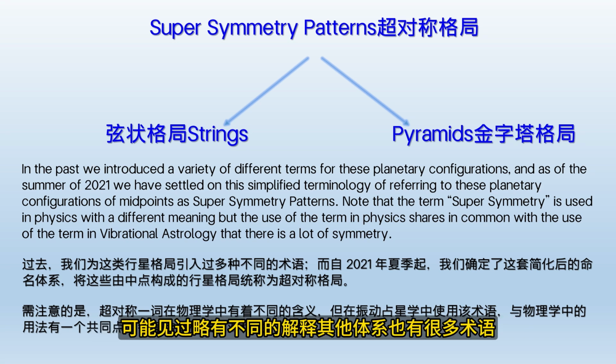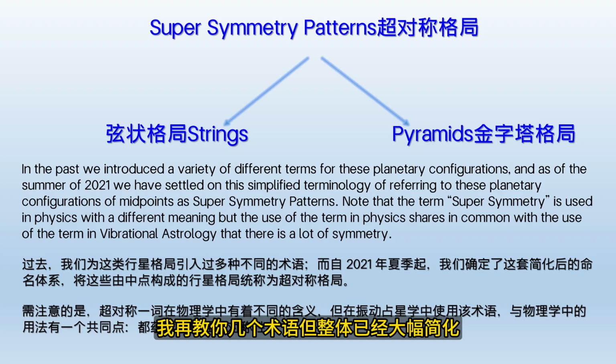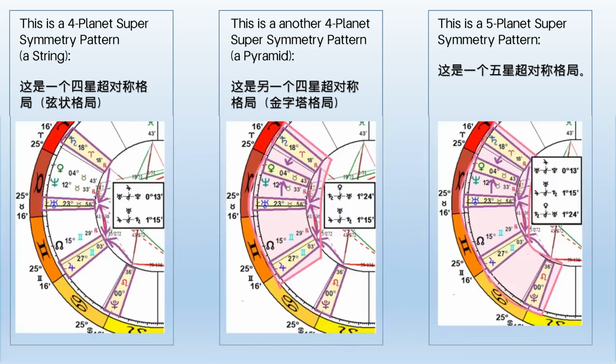have read or studied before June of 2021, it might have been explained slightly differently, and other terminologies use lots of other ideas. And as vibrational astrology has advanced, and we're learning about more kinds of planetary configurations, the language got overwhelming with so many terms as we learn about different things. So we've simplified it to this. I'm going to show you a few more terms, but we've simplified it a lot.